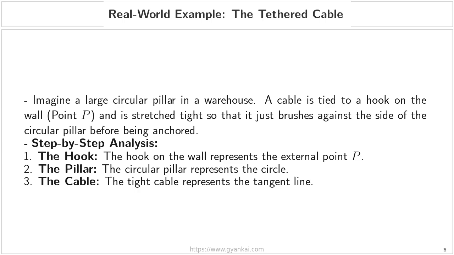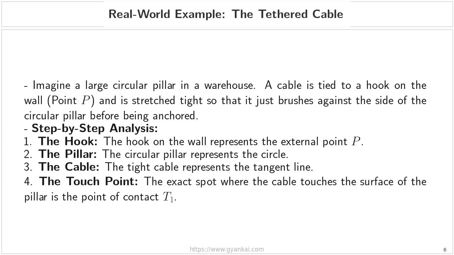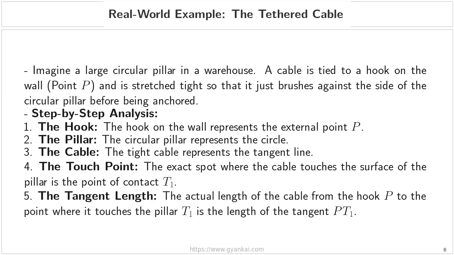the previous slides. Fourth, identify that exact, tiny spot where the cable makes contact with the surface of the pillar. This specific spot is what we call the point of contact, and we will label it as T1. Finally, if we were to measure the actual length of the cable starting from the hook at point P and ending exactly where it touches the pillar at point T1, that measurement is what we refer to as the length of the tangent, or the segment PT1. By visualizing it this way, it becomes much clearer that the length isn't the whole cable, but just the specific segment from the external point to the point of contact.